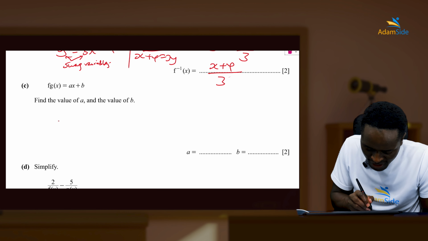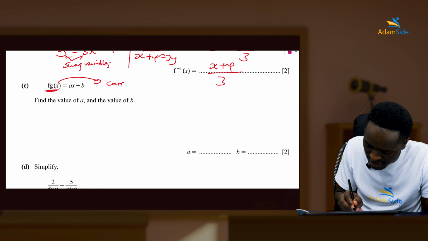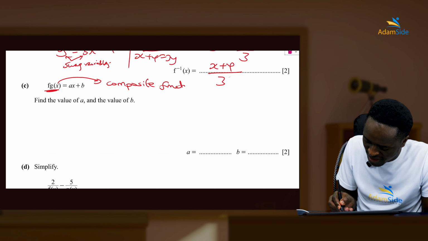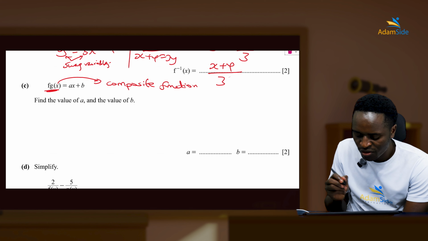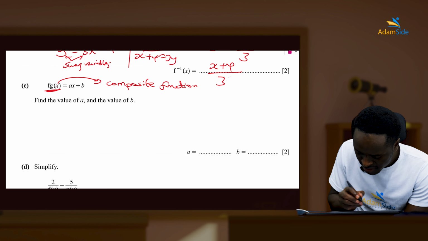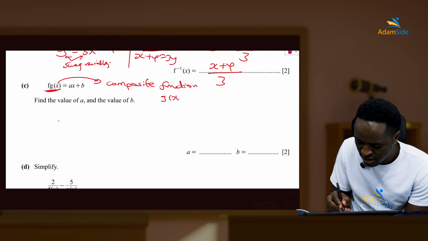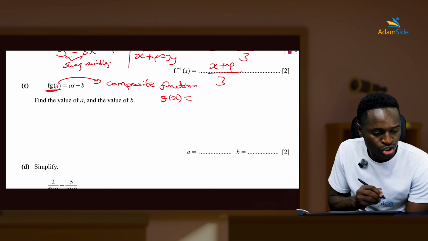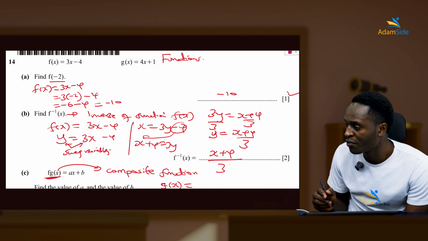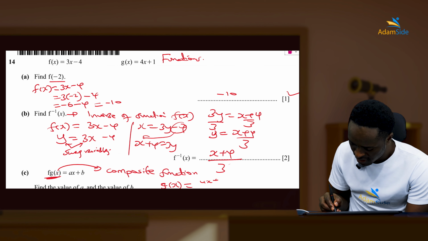This is easy. fg of x, what does it mean? This means composite. This is called a composite function. If fg of x is a composite function, what does it mean? It means apply g of x into function f. So what do we have as g of x on top? g of x is equal to 4x plus 1.